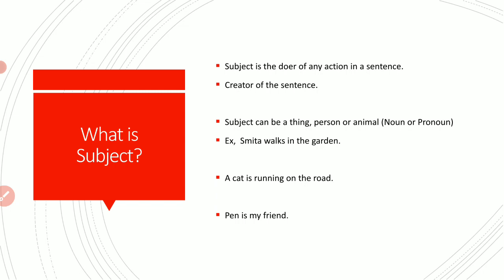For example, Smita walks in the garden. Who walks in the garden? That is Smita. So Smita is the subject over here. And if I say pen is my friend, what is my friend? That is pen. So the answer gives you that is pen, means pen is the subject over here. So this is very simple to find out the subject.